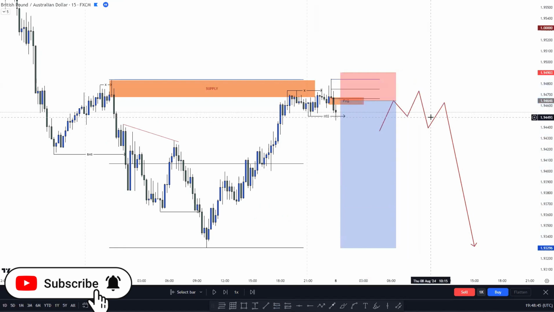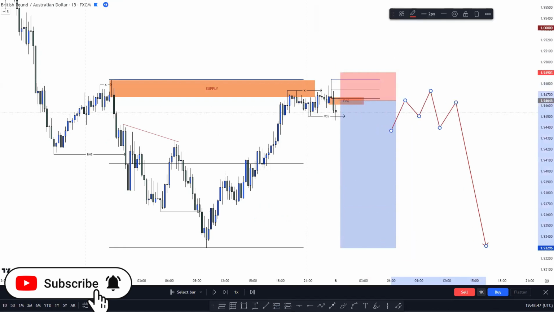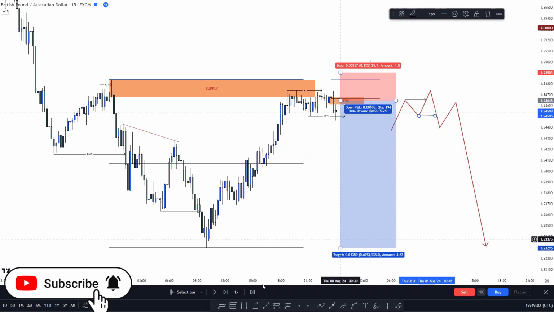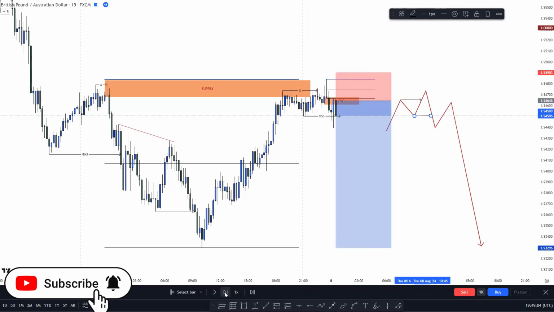We already had our confirmation here, which is price tapping into our point of interest, price sweeping liquidity above here and giving us what? An immediate change of character. We pick our entry right around here, then we target this structure low. So let's see how price moves.